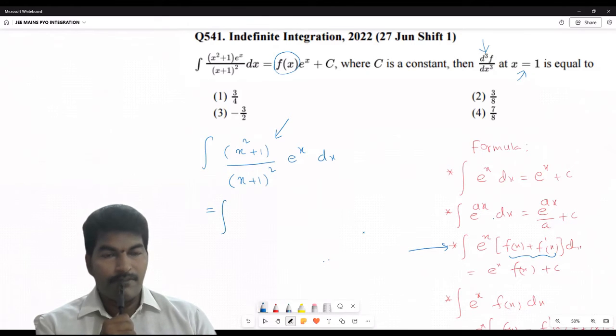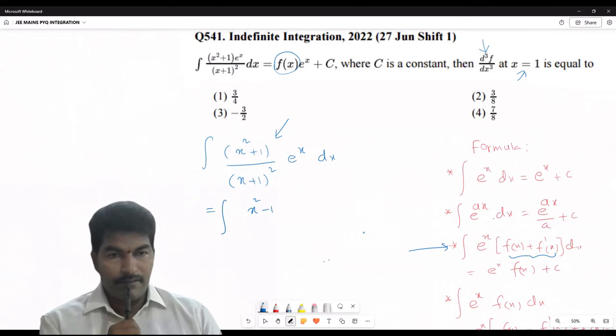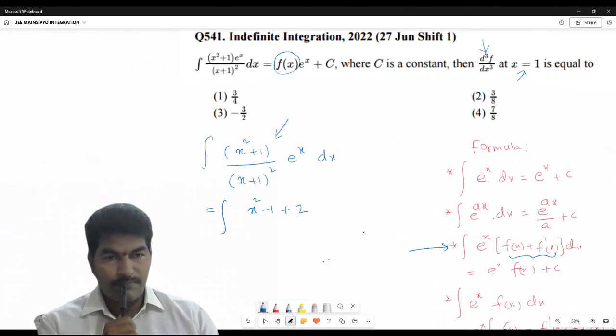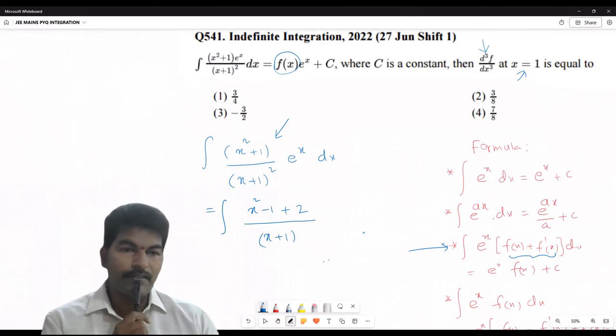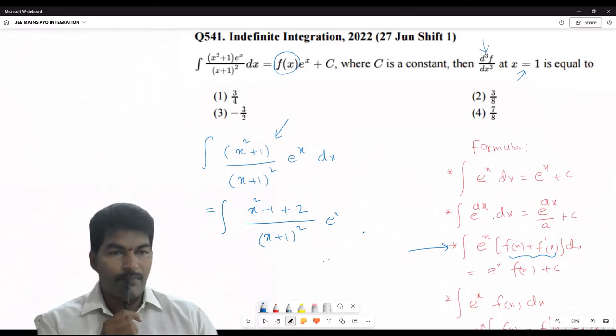Now see how I am solving this problem. First I want to create x minus 1. Can I write this as x square minus 1 plus 2? If I simplify x square minus 1 plus 2, again I am getting the previous step, x square plus 1. First I am writing like that, divided by (x plus 1) whole square into e power x dx. Okay, understood.